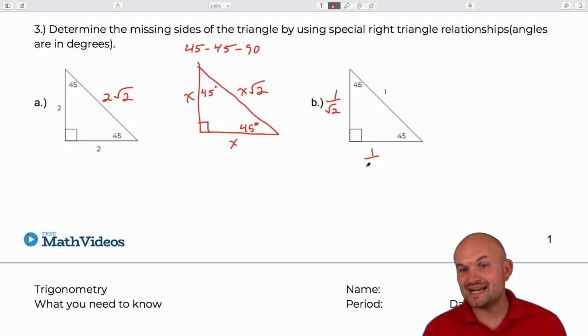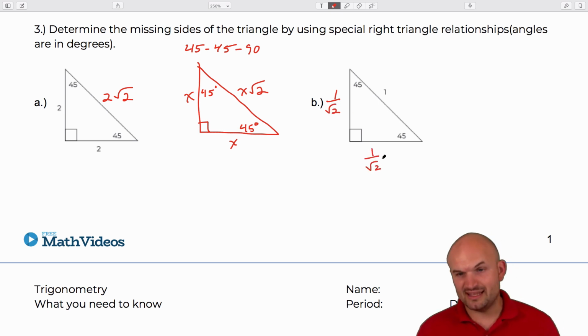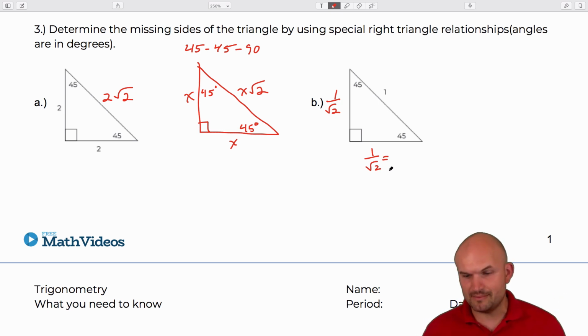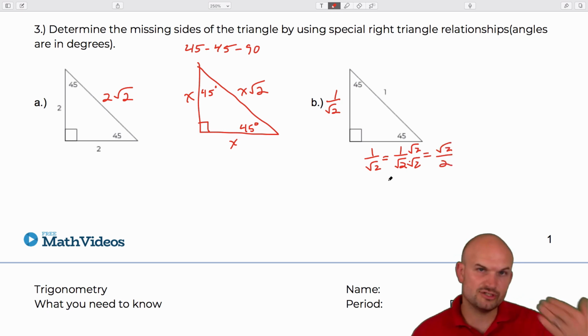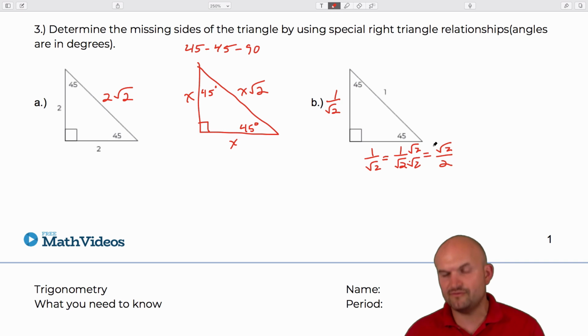Now, just remember rationalizing the denominator, right? That's something we're going to obviously do, but let's just get a little practice here. If I want to rationalize the denominator, what I need to do is get the radical off the denominator. To do that, I'm just going to multiply by the square root of 2 on the top and the bottom. Therefore, it gives me square root of 2 over 2. This is usually referred to as a more simplified form compared to 1 over square root of 2.